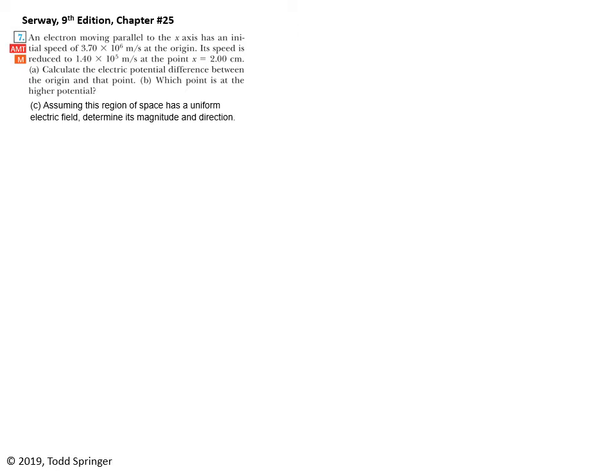An electron moving parallel to the x-axis has an initial speed of 3.7 times 10 to the 6 meters per second at the origin. Its speed is reduced to 1.4 times 10 to the 5 meters per second at the point x equals 2 centimeters. Part A, calculate the electric potential difference between the origin and that point. Part B is which point is at the higher potential. And then I'm adding a part C here, which is not in the original textbook, which says that assuming the region of space has a uniform electric field, determine its magnitude and direction.